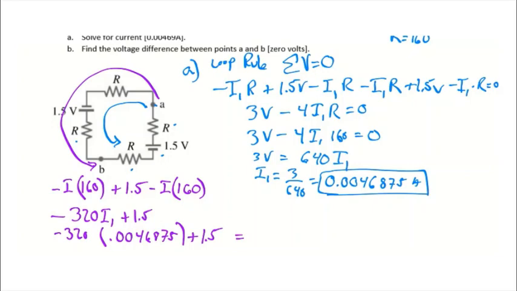So what do we get? It adds to 0. So there is no voltage difference between point A and point B.